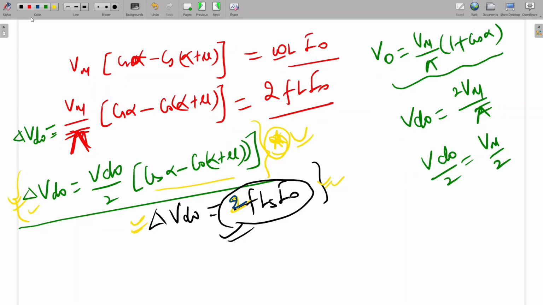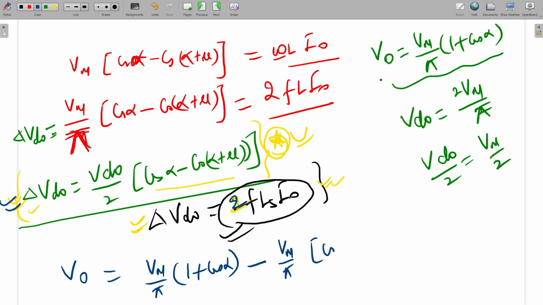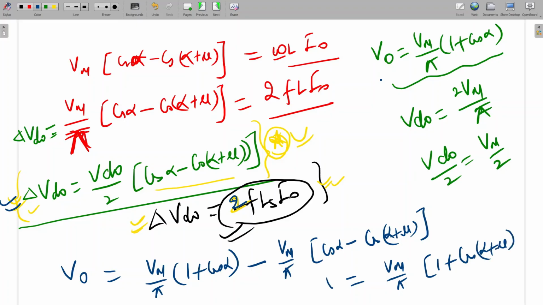And what will be the output voltage? The output voltage is also not generalized. Like this we have generalized delta Vd0, but if we calculate the output voltage here, Vo will be the normal Vo minus delta Vd0. So normal Vo is Vm upon pi into 1 plus cos alpha, minus Vm upon pi into cos alpha minus cos alpha plus mu. That will be Vm upon pi into 1 plus cos alpha plus mu. So this will be the output voltage.